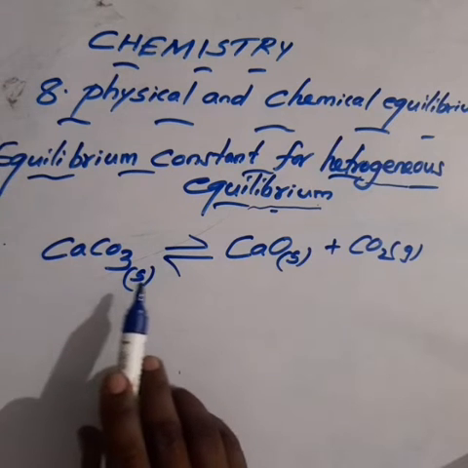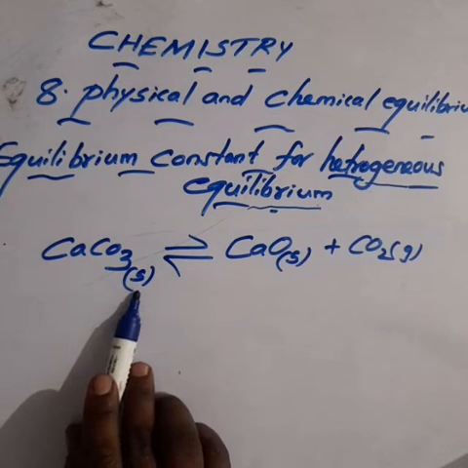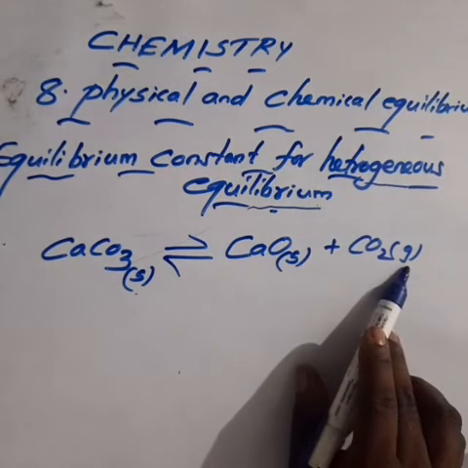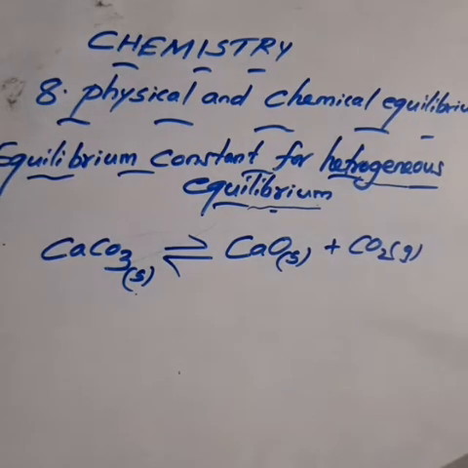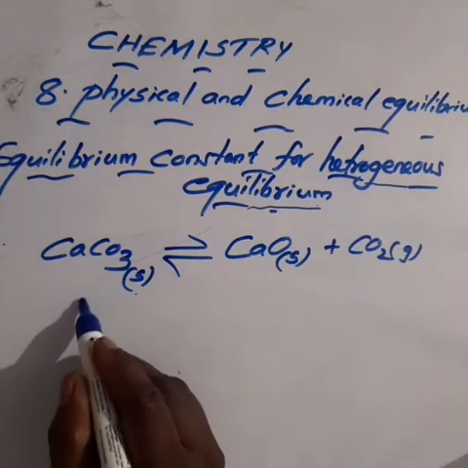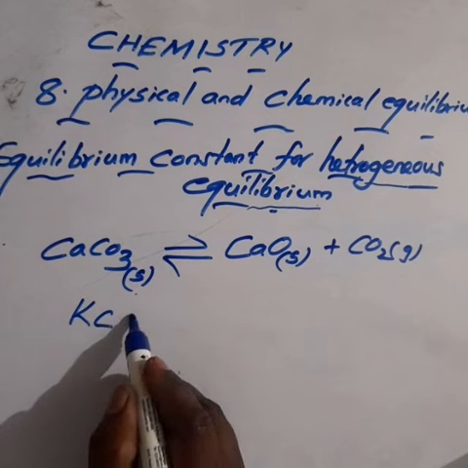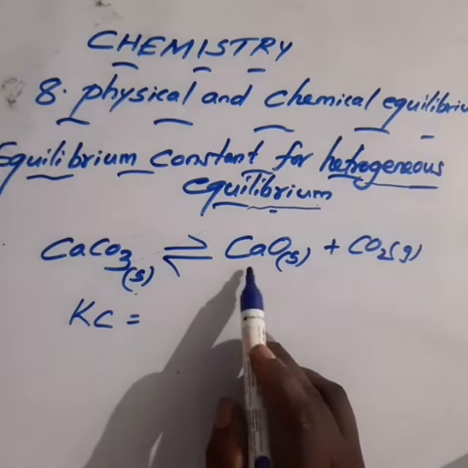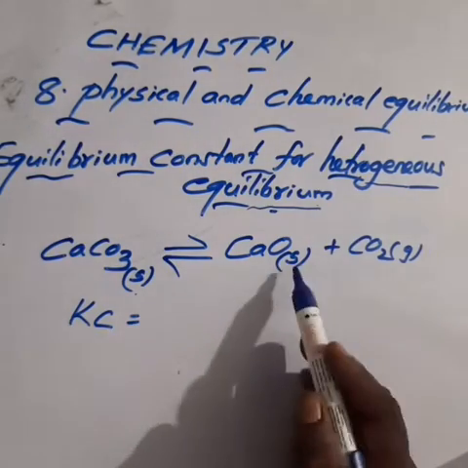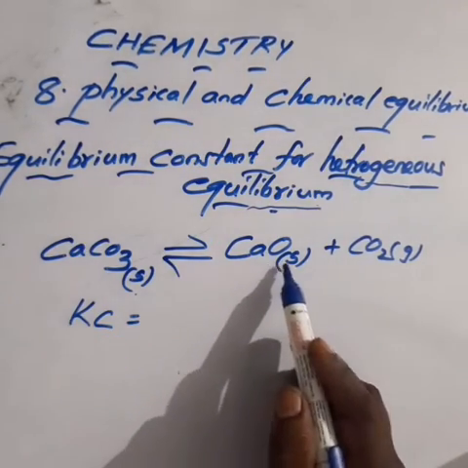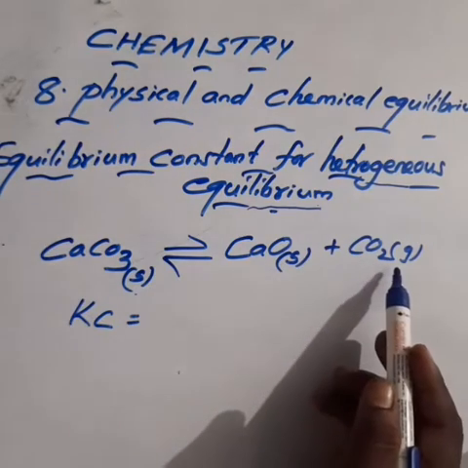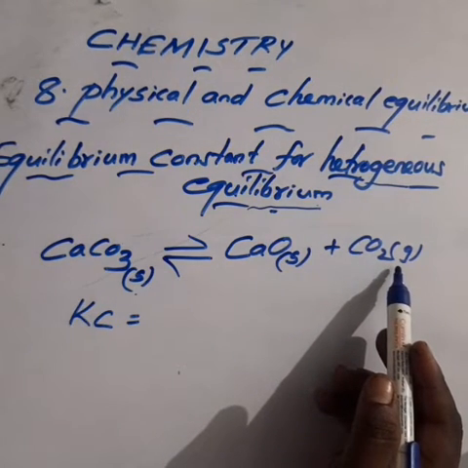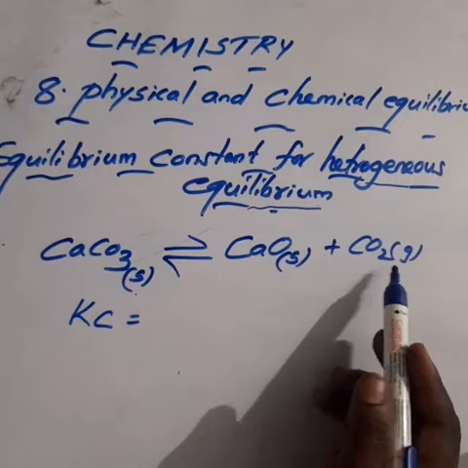Am I right? So in this equation, the reactant is in solid state, but the products are in solid and gaseous state. How can we write the equilibrium constant for the above reaction? Equilibrium constant Kc. Kc can be written as, don't forget that, always the product divided by reactant. Which one is the product? Calcium oxide, that is in solid state, am I right? And carbon dioxide, gaseous state.